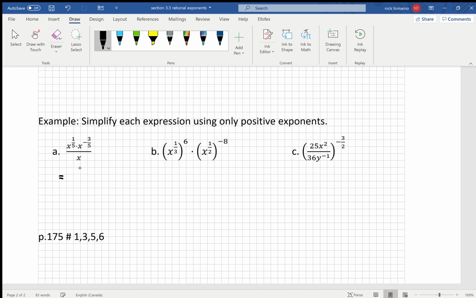So first one, we're multiplying in the numerator and then we're dividing. So when we multiply like bases, we add the exponents. We'll do this in 2 steps. So we're going to add these exponents. So we're going to get x to the, so we have 1/5 plus negative 3/5 is negative 2/5, divided by x, or x to the 1. So that's equal to x to the negative 2/5 minus 1. We do common denominator, so that becomes 5, so it becomes x to the negative 7/5, and that's equal to 1 over x to the 7/5.